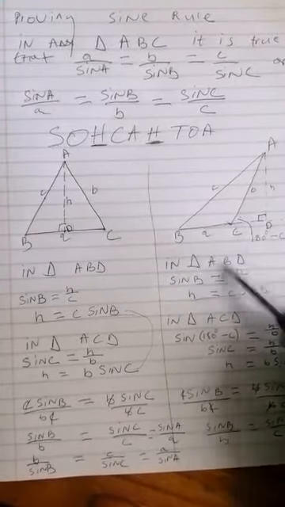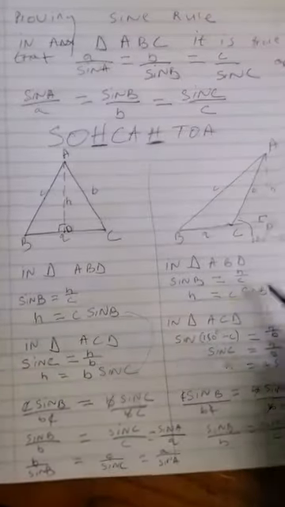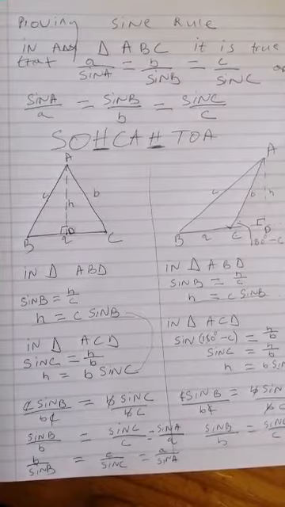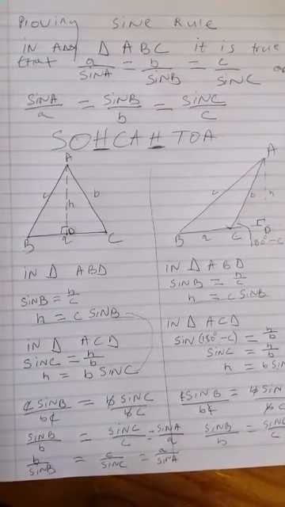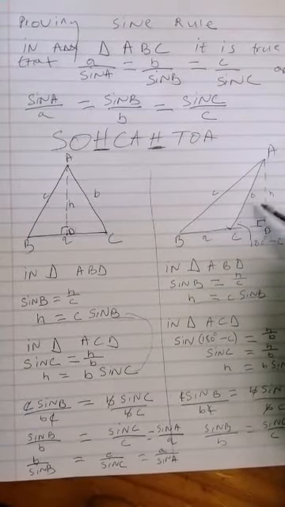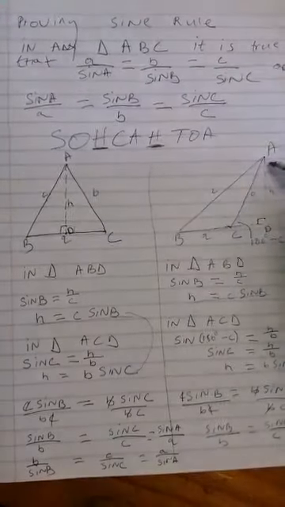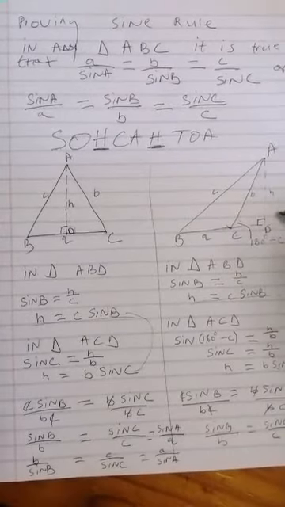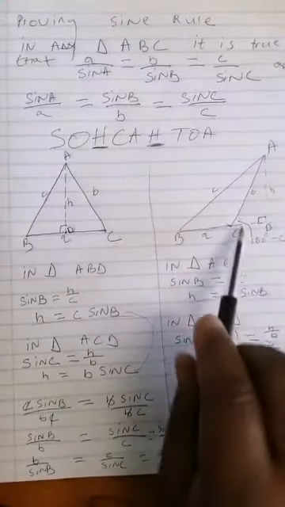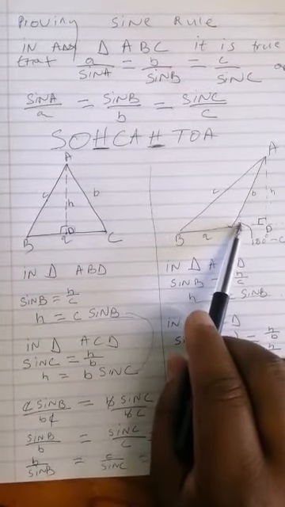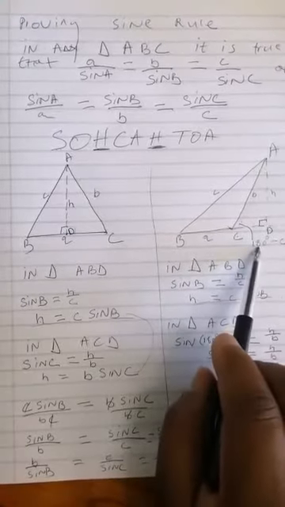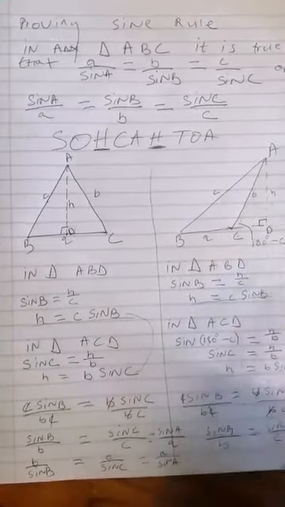The key here in proving is that you've got to know how to construct the height. If you are constructing the height for an obtuse angle triangle, it will be outside. So you've got to know that. And also here, you must know which angle to use. We're focusing on this angle, which is 180 degrees minus C.